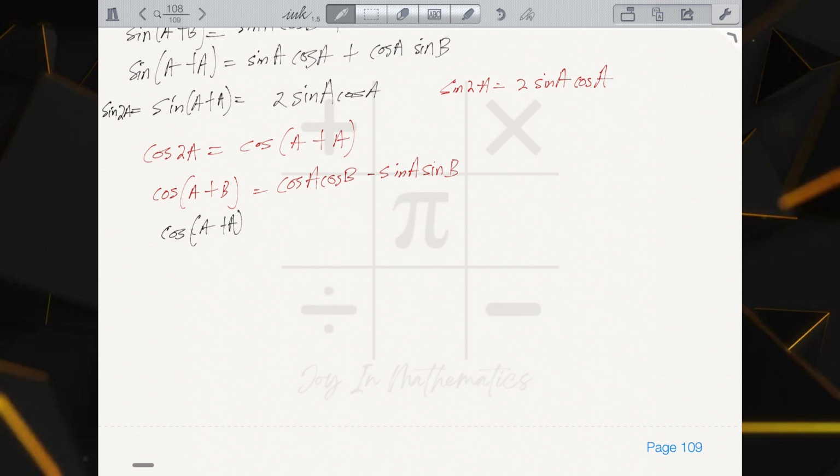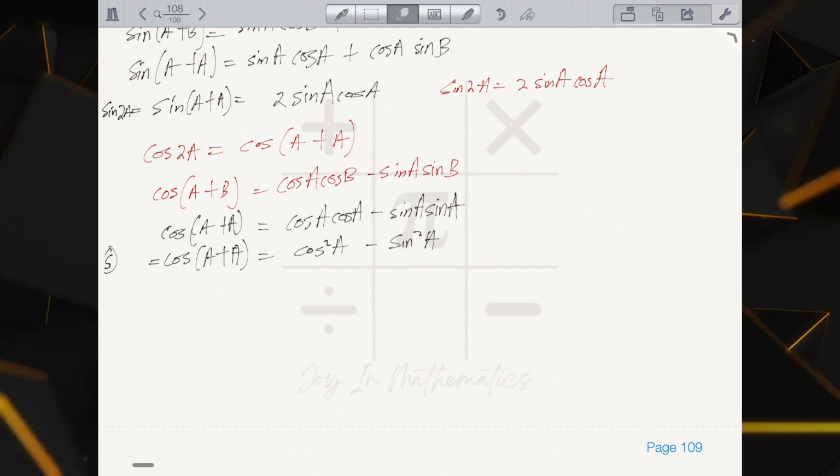So we are saying cos of A plus A will be equal to cos A cos A minus sine A sine A, and this will be equivalent to cos square A, because cos A multiplied by cos A is cos square A, minus sine square A, because sine A multiplied by sine A is equal to sine square A. So this is equivalent to cos of A plus A, which is equal to cos 2A.